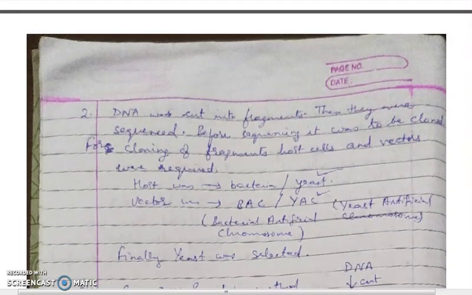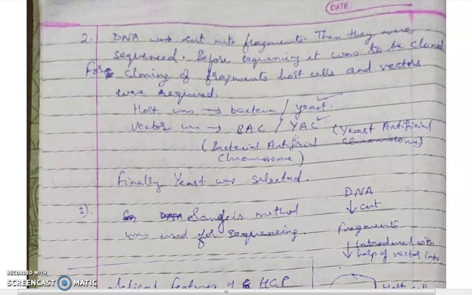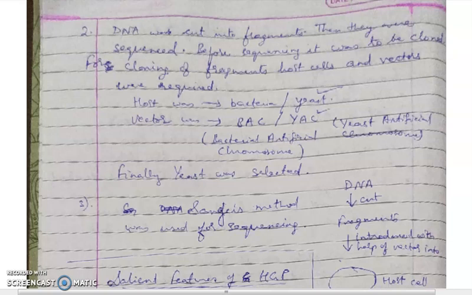The second thing in the methodology was that DNA was cut into fragments and then sequenced. Before sequencing, it was necessary that it should be cloned. That means there should be DNA fragments cloned. For cloning of fragments, host cells and vectors were required. The host they decided on was yeast, and the vector would be a yeast artificial chromosome. Then Sanger's method was used for sequencing.